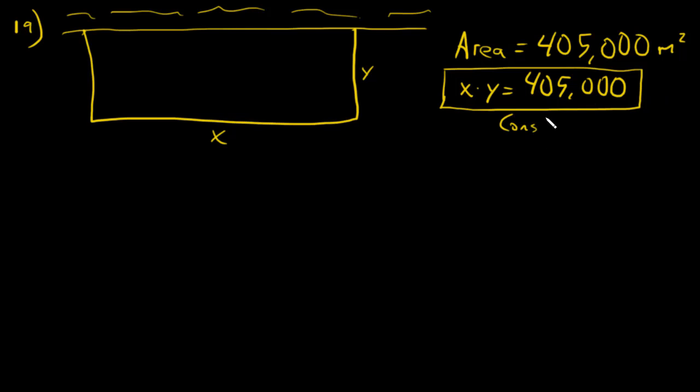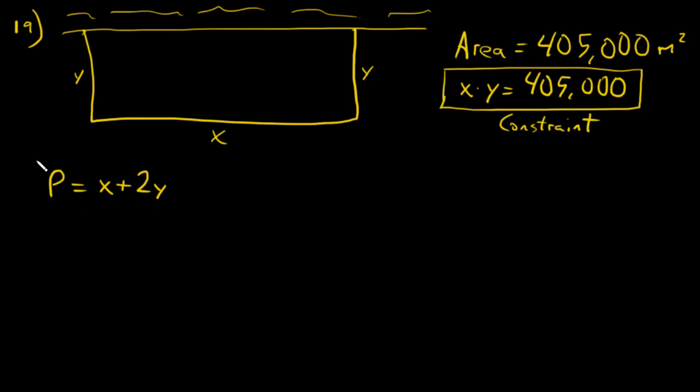So the next thing we need is our min-max expression. Well, the fencing that is going to build this consists of 2 Y's and 1 X. So I'm going to call that sort of a perimeter, even though it's not a full perimeter. So P is going to be X plus 2Y.